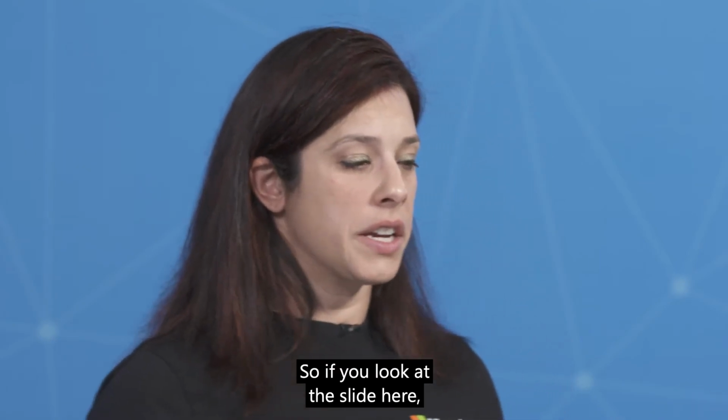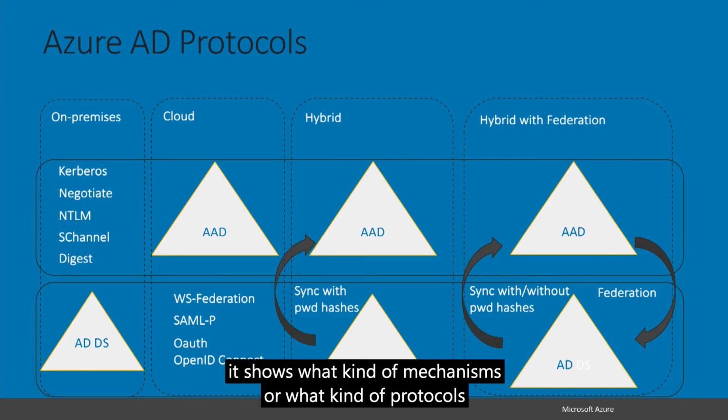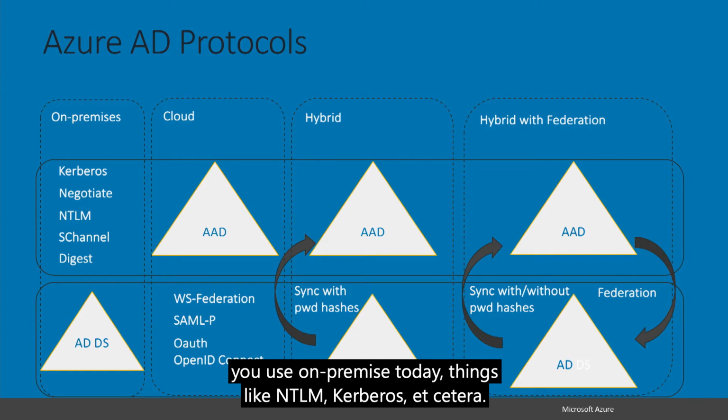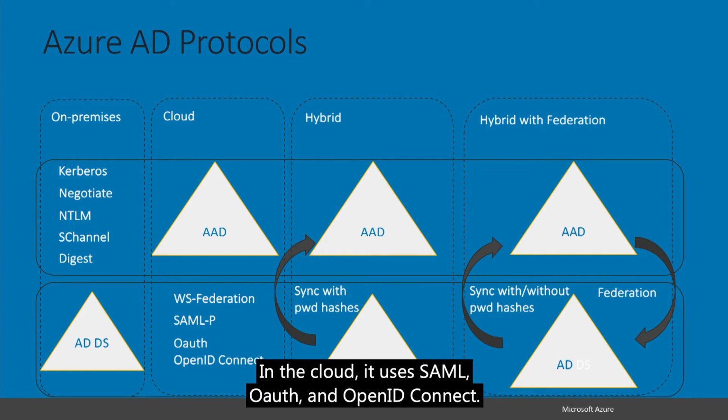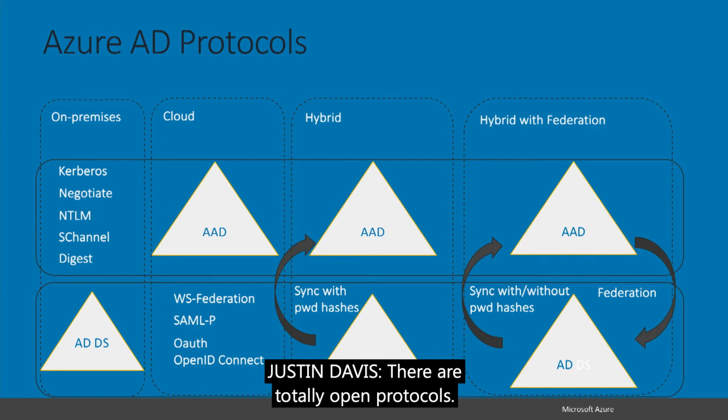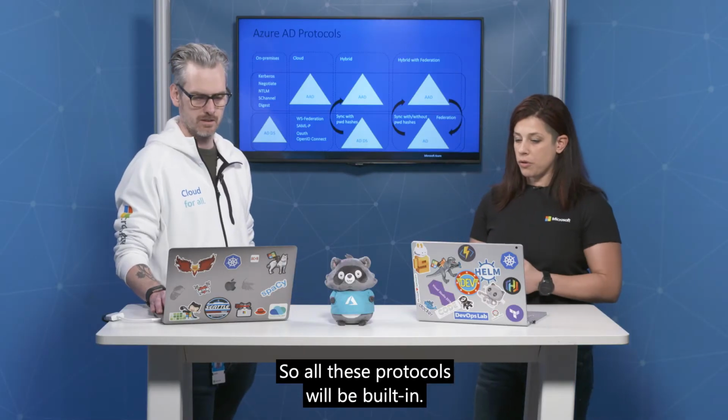So if you look at this slide here, it shows what kind of mechanisms or protocols you use on-premise today, things like NTLM, Kerberos, et cetera. In the cloud, it uses SAML, OAuth, and OpenID Connect. These are totally open protocols. If I've done integrations with other clouds or other back-end services, I'm just used to doing all of this, right? Absolutely. So all these protocols will be built in.